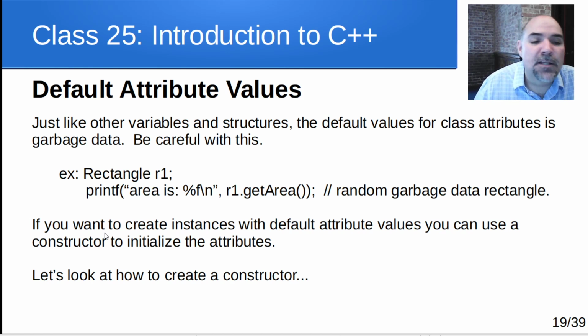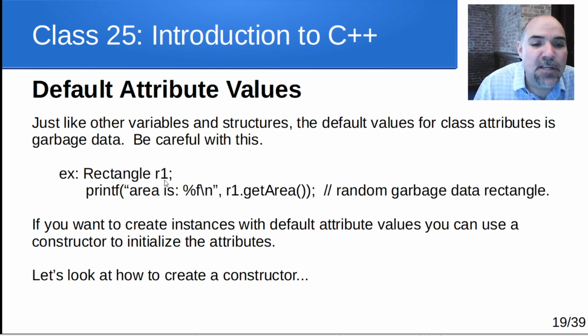So when you create a rectangle like this and you say rectangle R1, just like any other variable in C, the values are going to be just random garbage data. It does not clear them to 0. It does not initialize them to anything. It's just random garbage data. Just like if you make an integer I and you don't initialize it, it has random garbage data, whatever happened to be in memory in the area that is allocated to this. So the same thing is true.